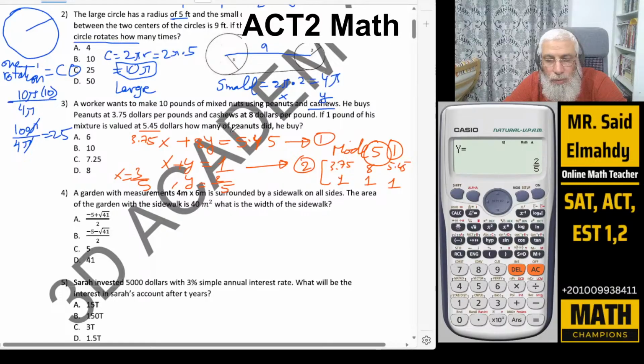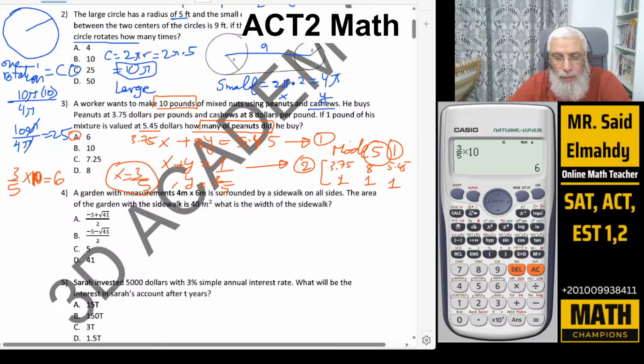How many pounds of peanuts did he buy? He bought 10 pounds, so we multiply this number. Peanuts is X, multiply this number times 10, 3 over 5 multiply 10 pounds. This is equal to 6, I think, if you use calculator. 3 over 5 multiply by 10, this is equal to 6. 6 pounds. Right.